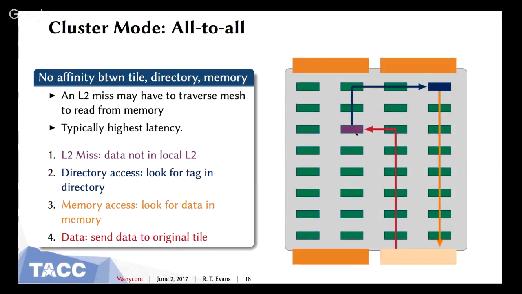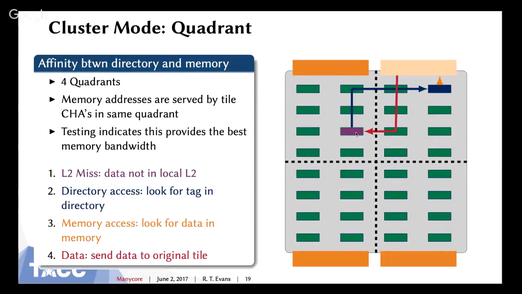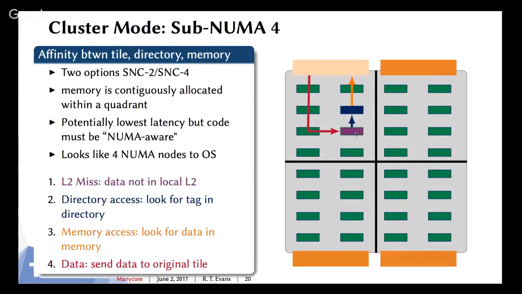And Intel's even told us, don't do this. Again, like I said, the differences in performance that we've seen are very minor, if any. So most of our nodes are in the quadrant mode. If you don't understand how this works, don't worry about it.